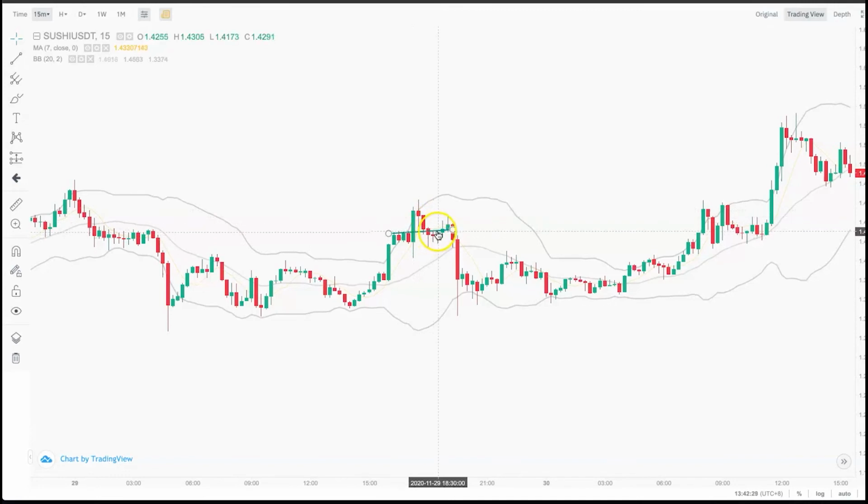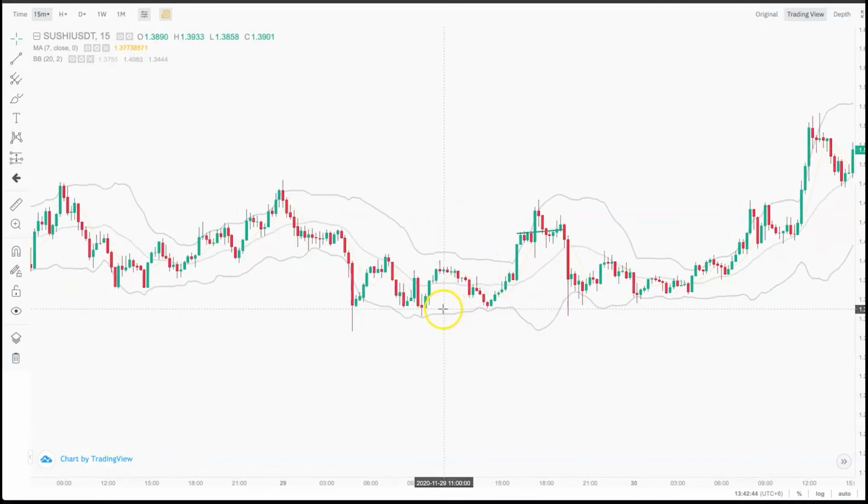But then on the next attempt, the high price is lower than the previous high price, which just shows the momentum is slowing down in that direction, and a possible reversal coming up, which it did. It had a huge drop off.